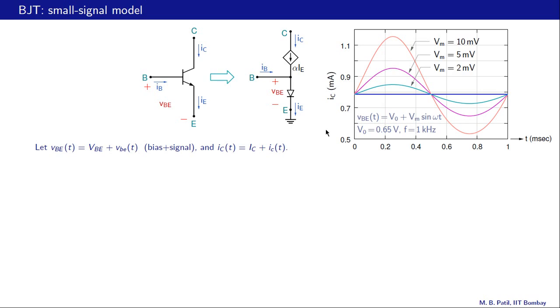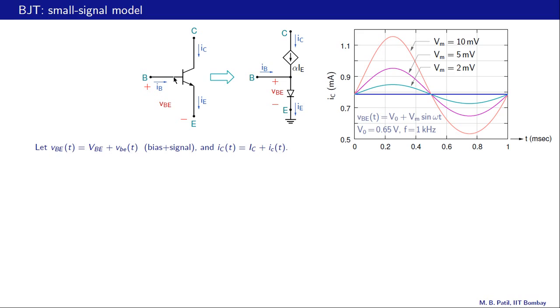Here is the graph again of the collector current versus time, and the base emitter voltage is a constant, which is 0.65 plus Vm sine omega t, and the frequency is 1 kilohertz. And the base collector junction for these calculations was assumed to be under reverse bias. The exact value of the reverse bias, of course, is not important.